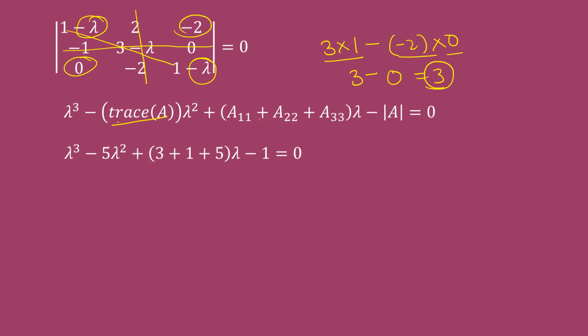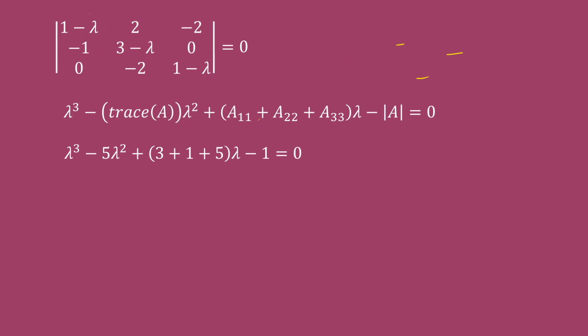And we all know how to calculate the determinant of 3 by 3 matrix. So you are going to calculate the determinant and you are going to put the values for determinant, which in this case we have got as 1. So here is your equation. So we got characteristic equation as lambda cube minus 5 times lambda square plus 9 lambda minus 1. So hence we got the characteristic equation.